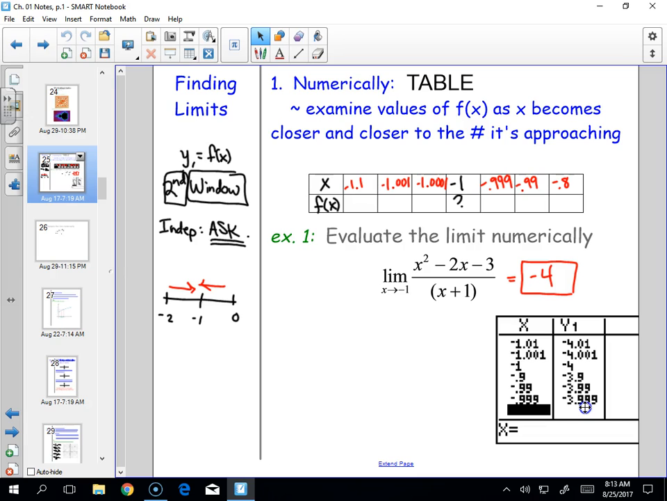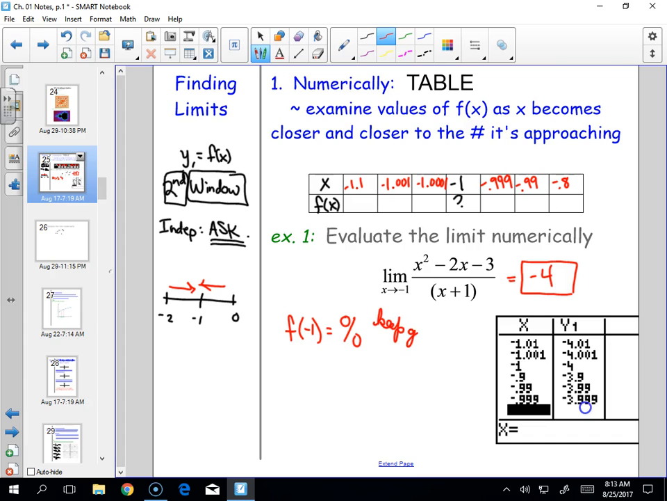Not all the time. Let's look at this one. Is it true in this one? No. If I did plug in negative 1, just a quick exploration getting us ready for solving algebraically, f of negative 1 equals what? 0 over 0. And my kiddos from last year, whenever you see 0 over 0, I always want you to think, keep going. We'll get back to that when we get back into the algebraic process.